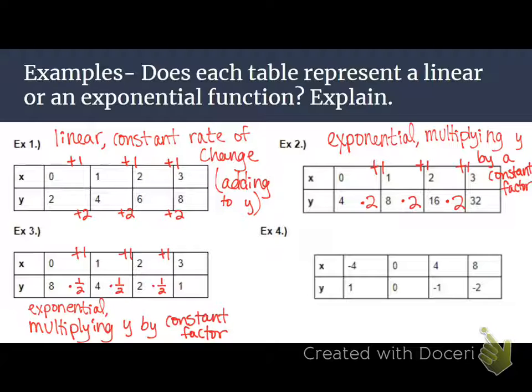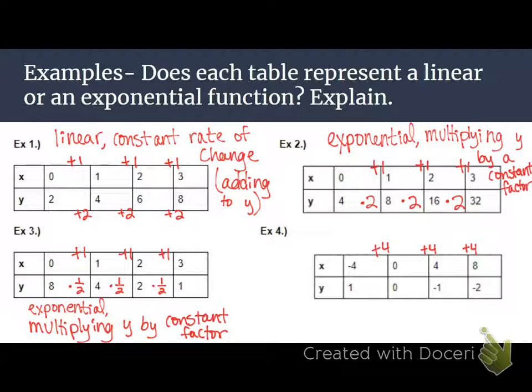Okay, on number 4, how are the x's changing this time? The x's? Adding 4. Adding 4 every time on the x's. So to get from negative 4 to 0, we would add 4. 0 to 4, we add 4. 4 to 8, we add 4. So the x's are changing the same way on this problem. It's not exactly the same as the other problems, but that's fine.